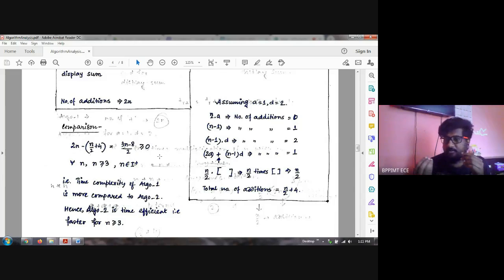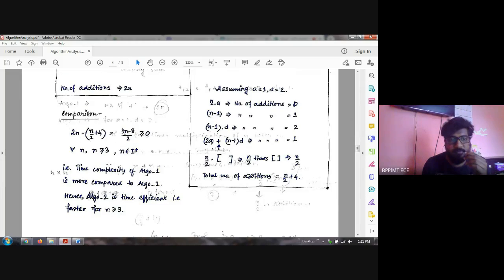Is it true for any positive values of n? Let's try to find out. After simplification, you will come up to a point that n is greater than or equal to 3. So this is not true for n equal to 1, and not true for n equal to 2. But this inequality is satisfied for n greater than or equal to 3, where n is any positive integer.